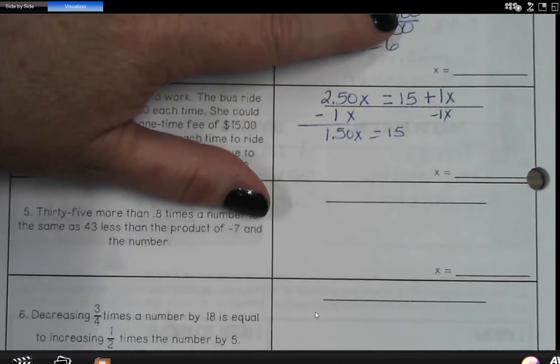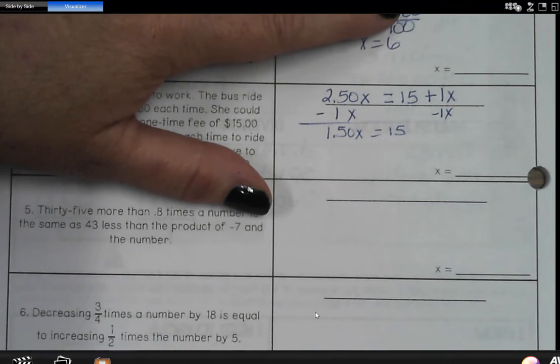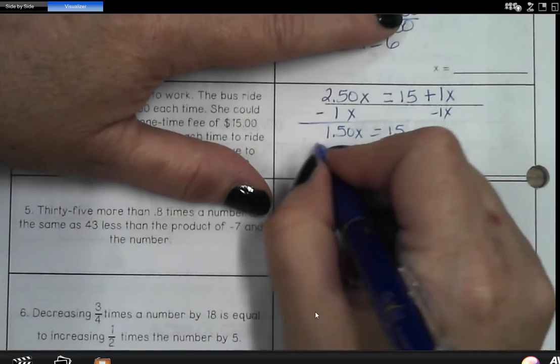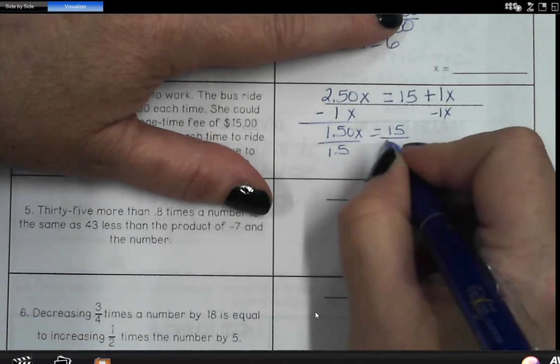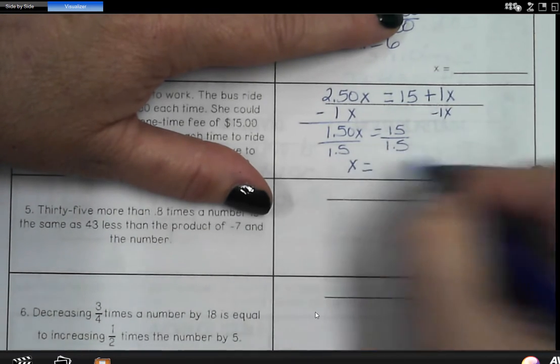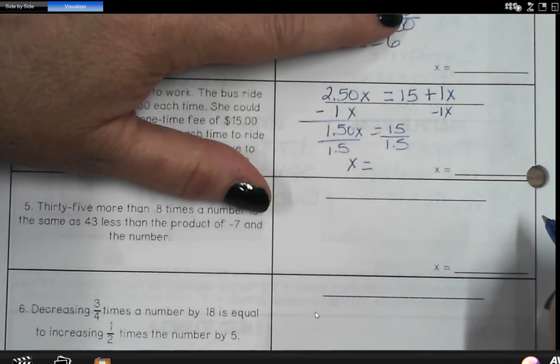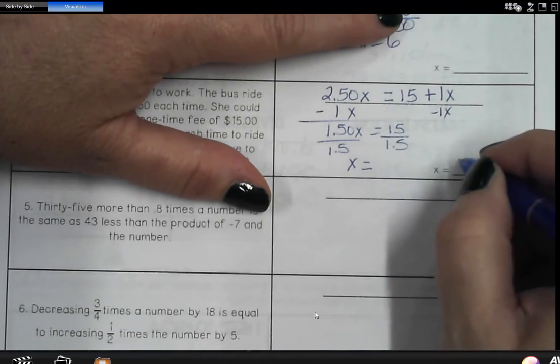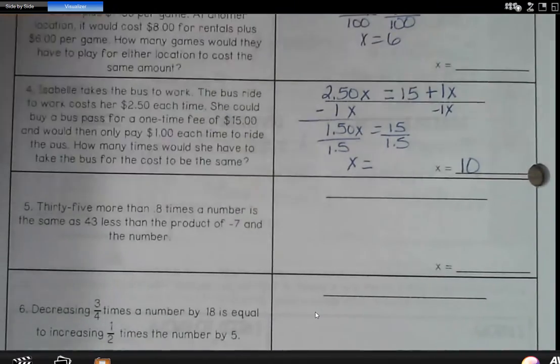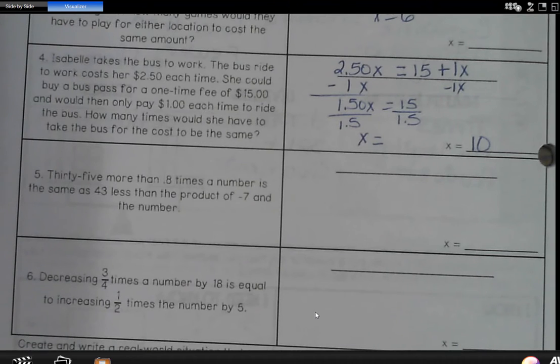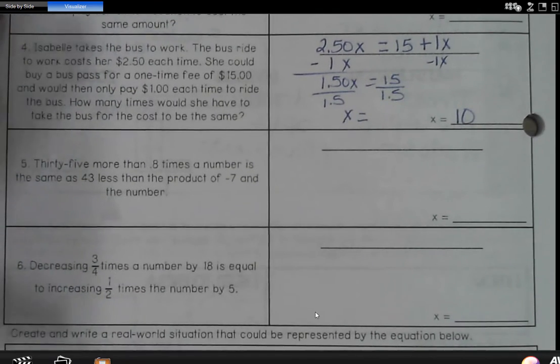And now what would I do? Bella, divide by 1.5. And what does x equal? So it would take me 10 times to ride the bus before it would pay.